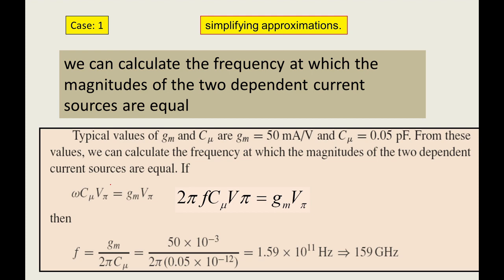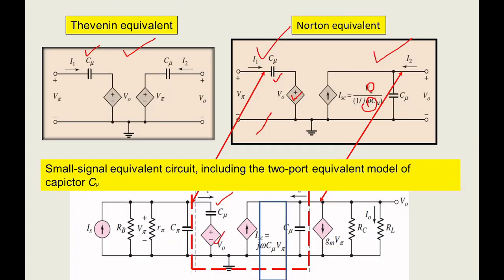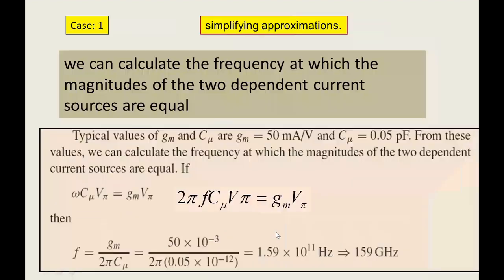Now I'm going to do two interesting approximations to reduce the model still. I will remove these two elements, j omega C mu v pi and C mu, from this model, and for that I am going to give the explanation. I am going to draw another simplified model. The first approximation is for removing the dependent current source.